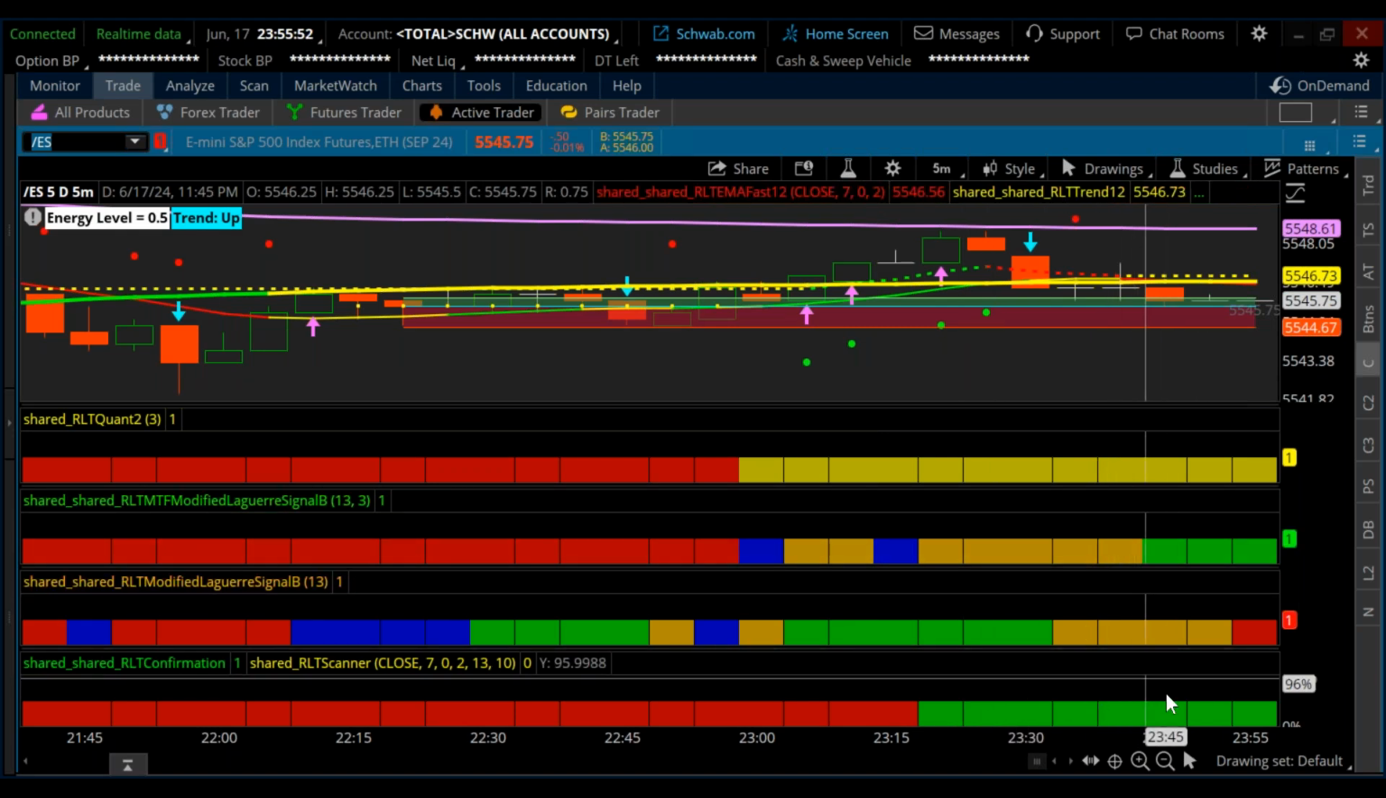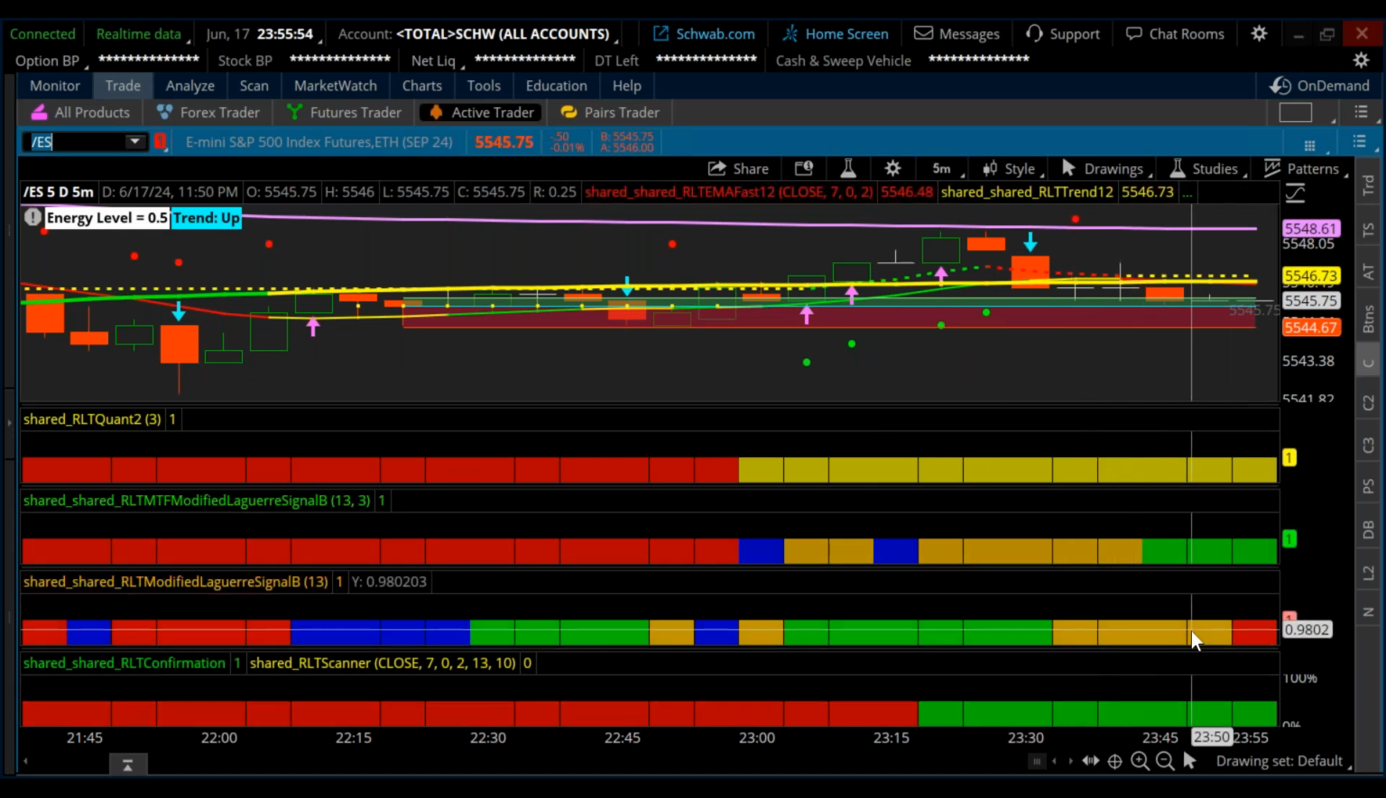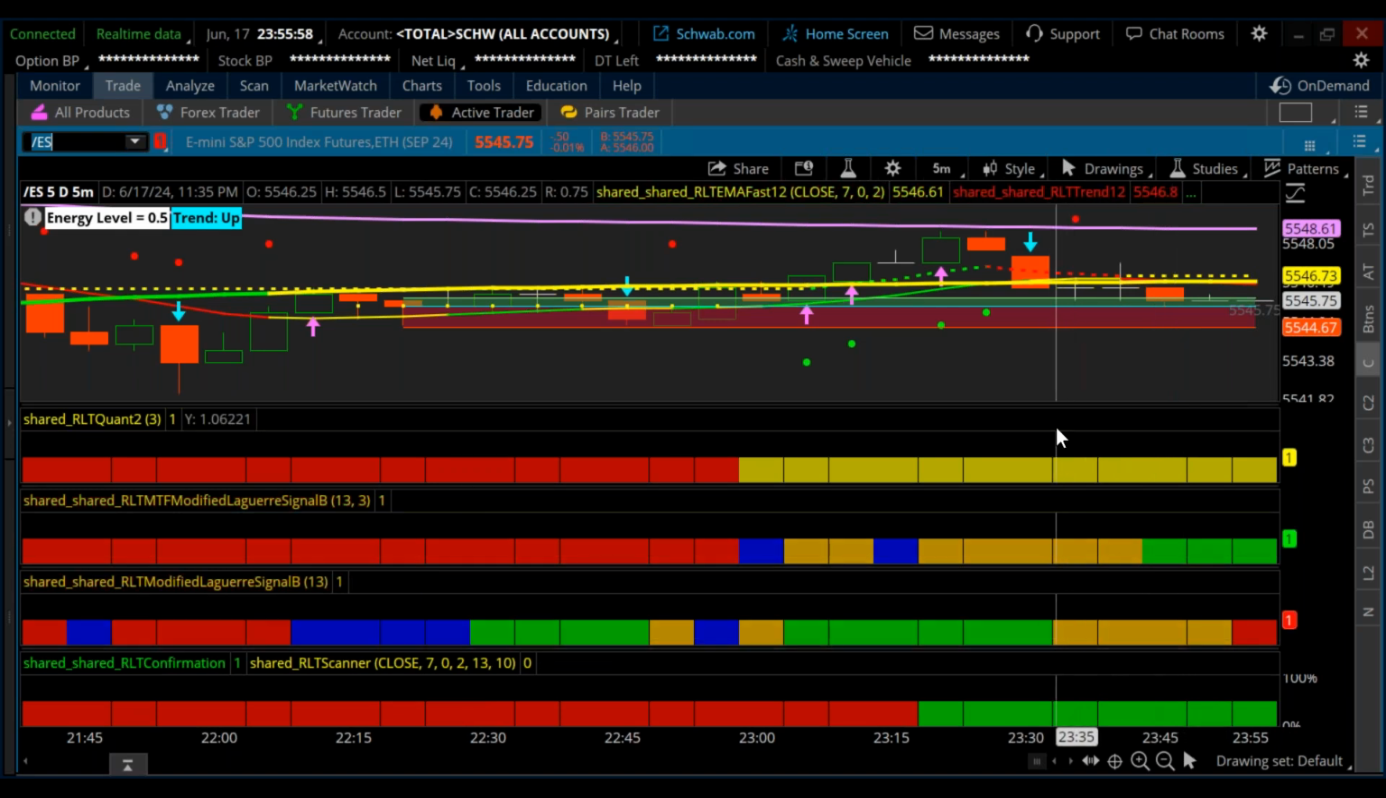You can see the different colors. You've got red and yellow for shorts and green and blue for longs. And we're looking for those to be the same, pretty much, across the board as much as we can. All right, so we're going to go over these indicators right now.